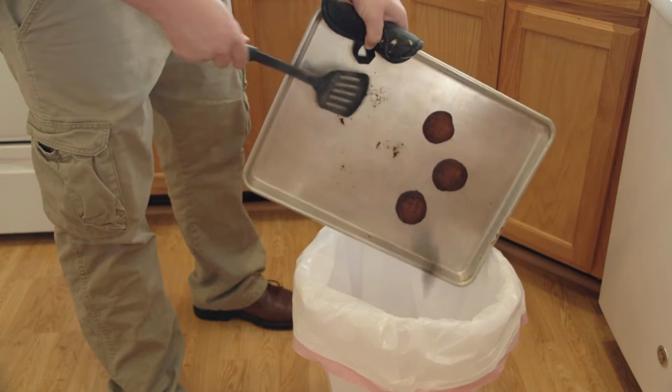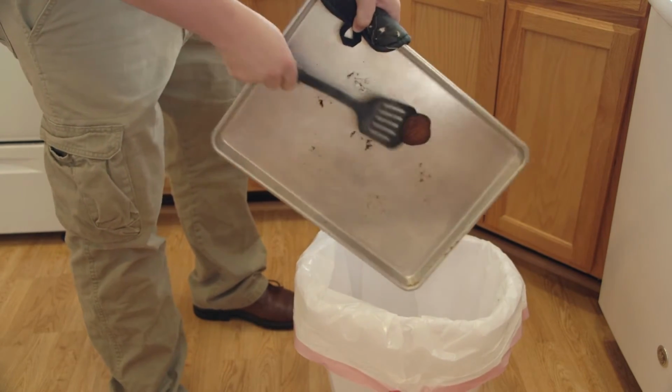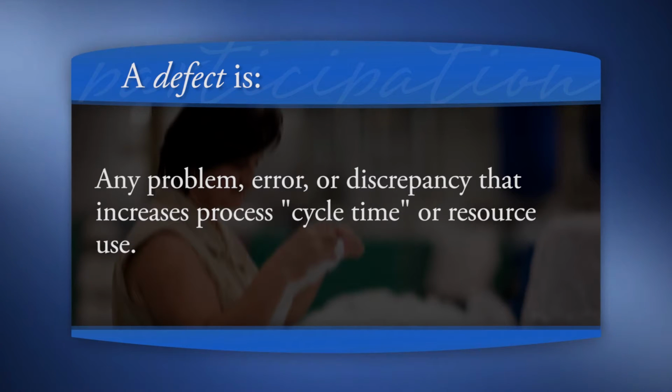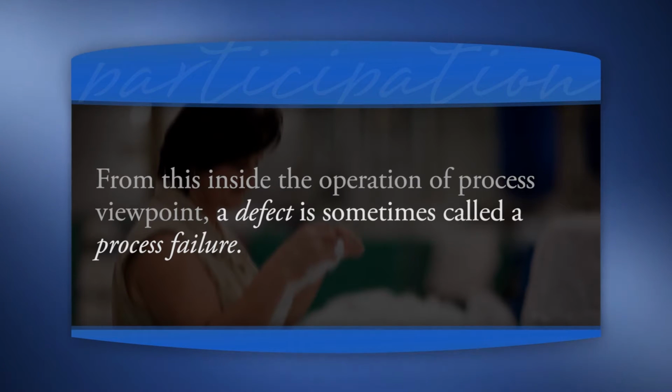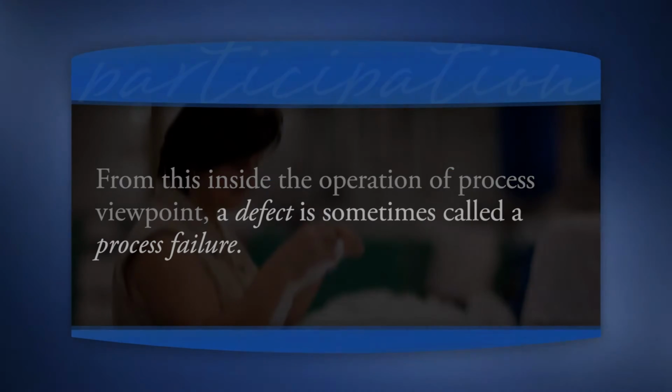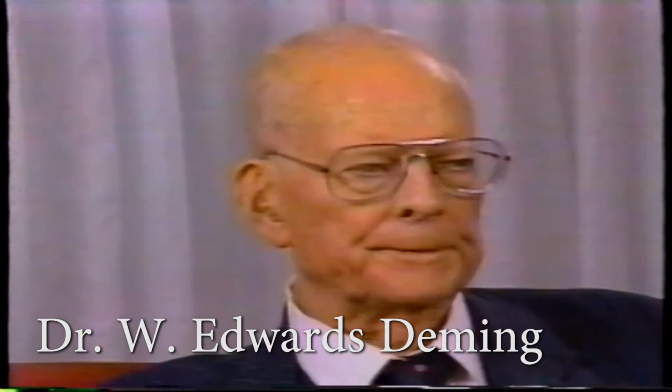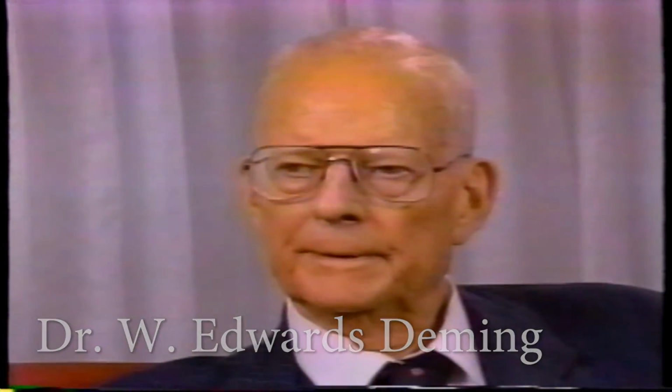We can extend the idea of a defect, though, beyond process outputs to the operation of the process itself. It is any problem, error, or discrepancy that increases process cycle time or resource use. It is anything that makes us take more time to get the job done, that requires extra steps, that puts us in a recovery mode, that forces us to do it over, or that uses additional effort or supplies to produce the same result. From this inside the operation of the process viewpoint, a defect is sometimes called a process failure. Dr. W. Edwards Deming was the father of modern quality improvement theory.